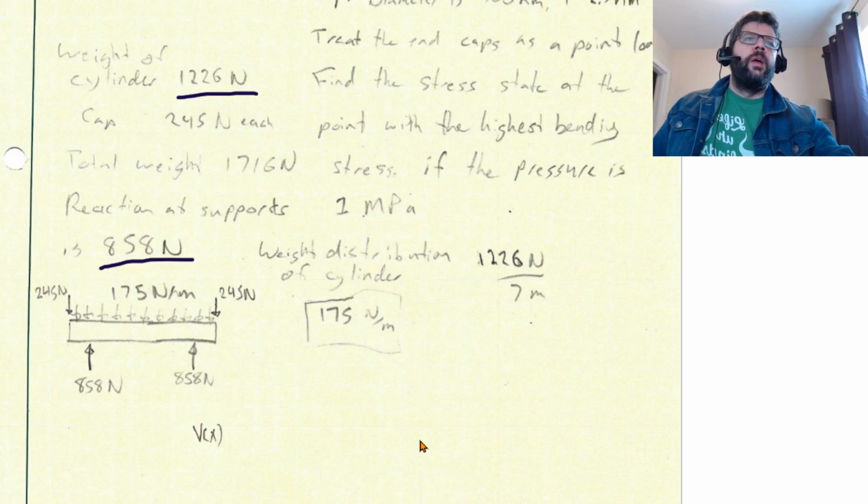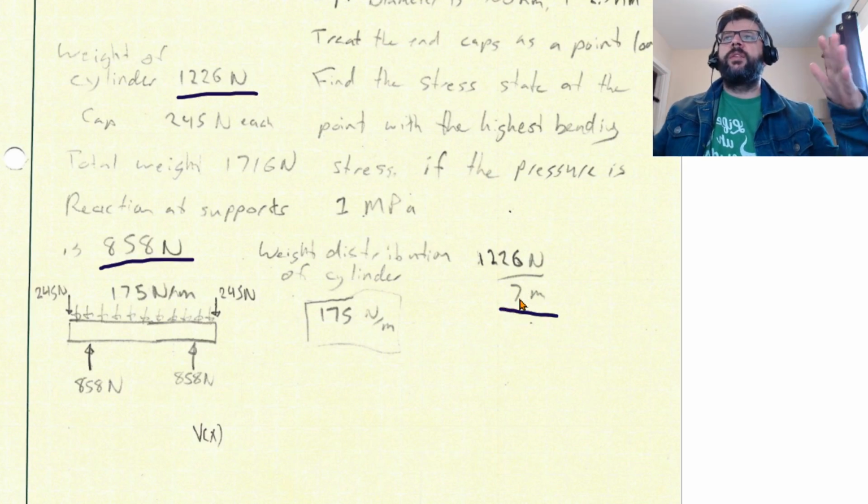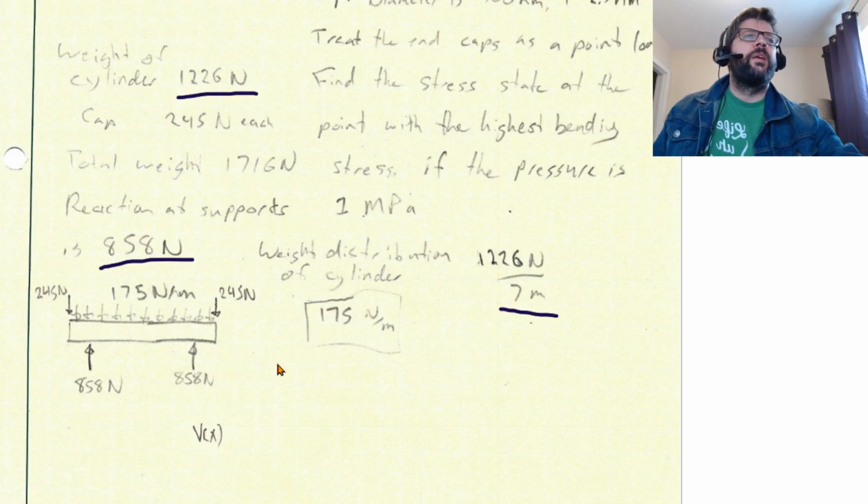So the distribution of the weight in the cylinder. Just taking the weight of the cylinder, the 1226 newtons, and dividing it by the 7 meter overall length of the cylinder, that gives us 175 newtons per meter.